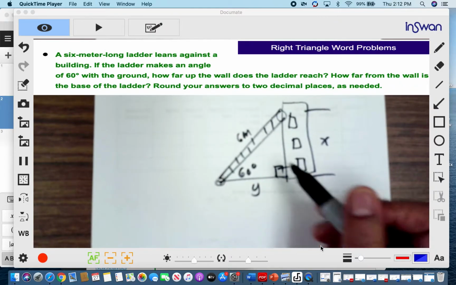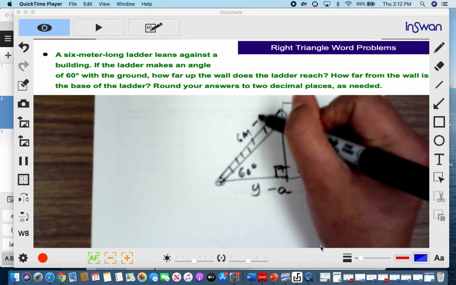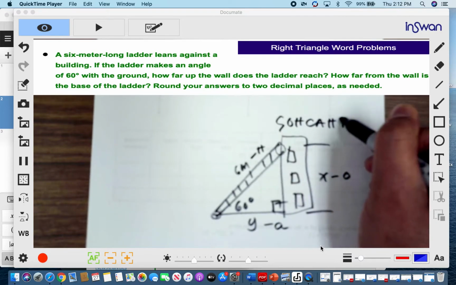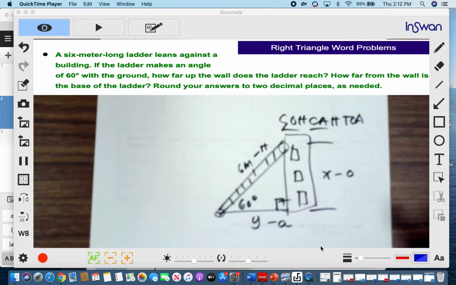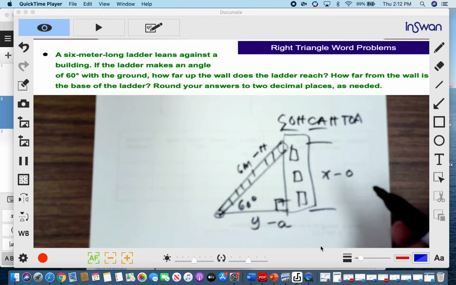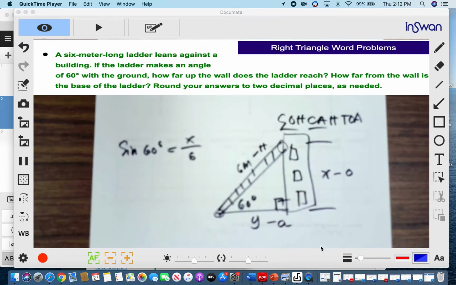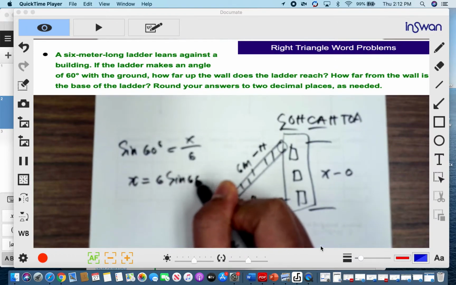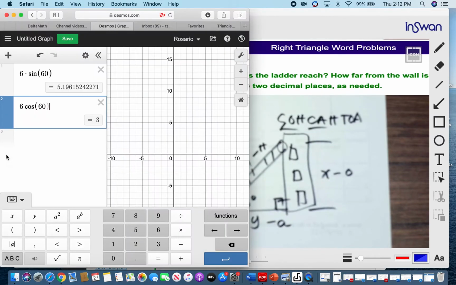So you have the opposite, you have the adjacent here for Y, and you have the hypotenuse. Doing the SOHCAHTOA, it seems like we can make use of both the sine and the cosine. So to solve for X, since it involves the opposite, we can make use of sine. So sine 60 degrees is equal to X over 6. By cross multiplication, X is equivalent to 6 sine 60 degrees. So therefore, the value of this, using your calculator, is 5.2.